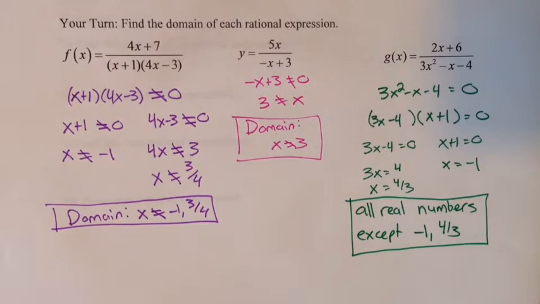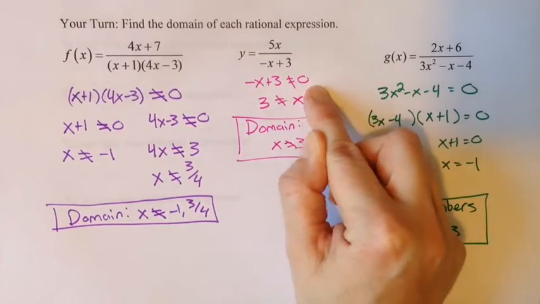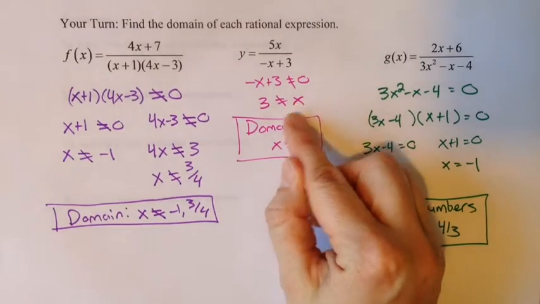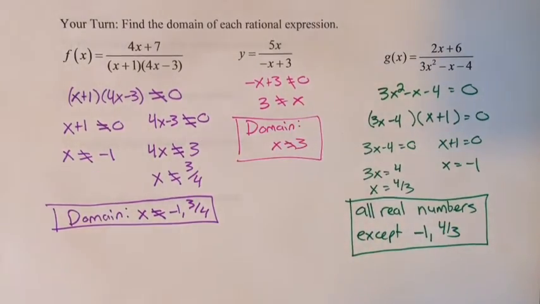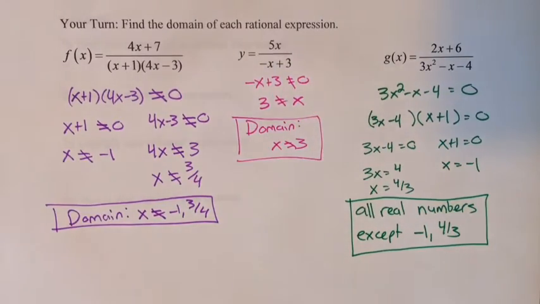My second example was 5x over -x plus 3. Again, I'm trying to find the values of x that would make the denominator 0. So I took my denominator, -x plus 3, set it equal to 0, and then solved that equation. It gave me one value, 3, that x is not allowed to be, because if I plugged a 3 back into the original equation, I would end up with a 0 on the denominator, and division by 0 was bad news.